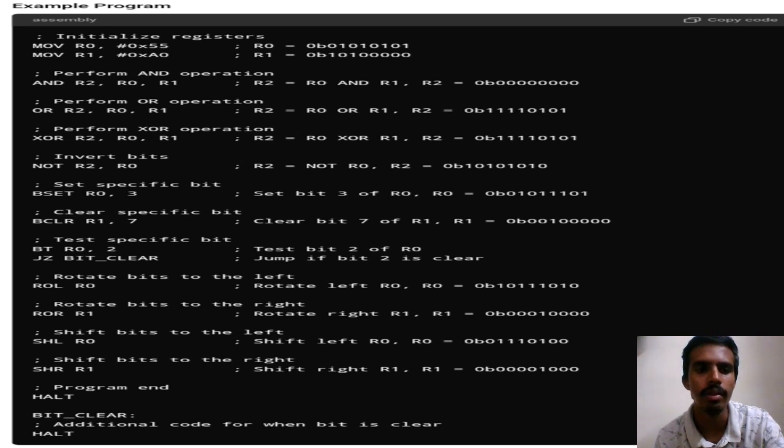And then in a similar way, rotate left, rotate right, and shifting of values bitwise have taken place, and we can see that all the tasks have been completed. So this is where logical instructions play a huge role in solving this problem, and we can understand how it is done.